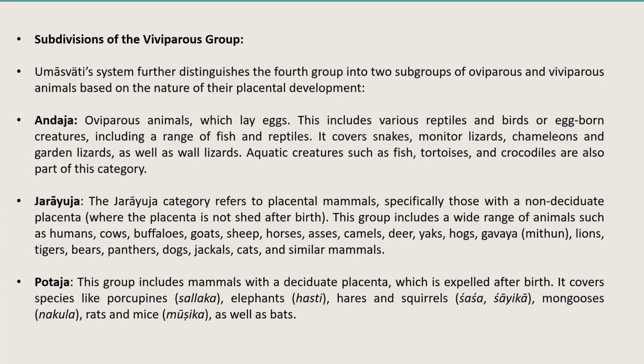So, subdivision of the viviparous group. Umaswati system further distinguishes the 4th group into 2 subgroups of oviparous and viviparous animals based on the nature of their placental development. So, we can understand that these 2 categories provide information that at that time period, in the Vedic text, in the text of Charak, in the text of Susrut, and as well as the Buddhist and Jain texts, also explain all these animal categories deeply.